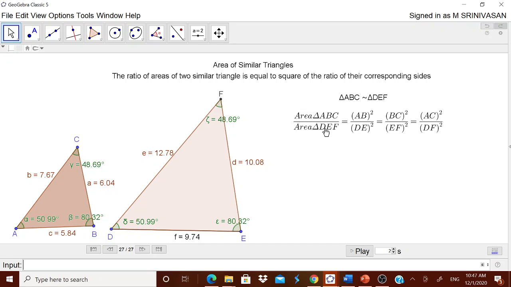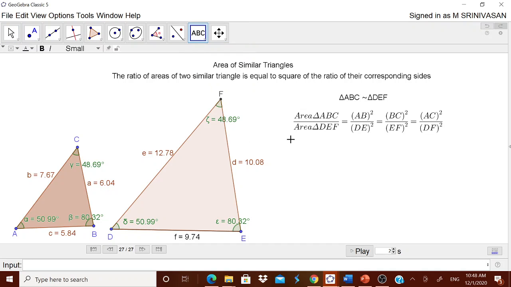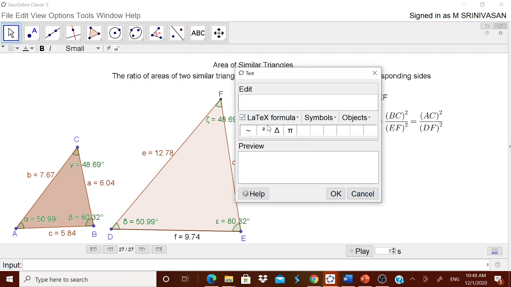Now here you see, area by area I have already put. Now you can put the values directly over here. Therefore, you can go to this ABC text, or you can go to this LaTeX formula.